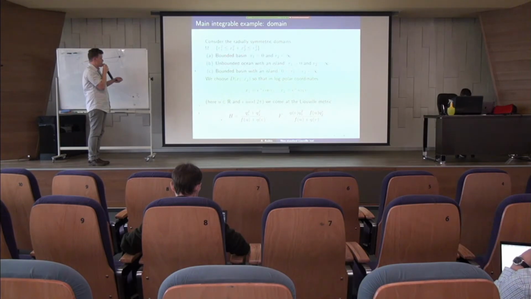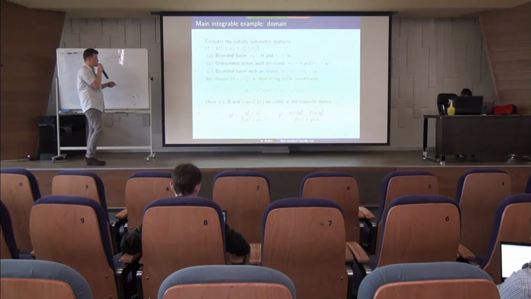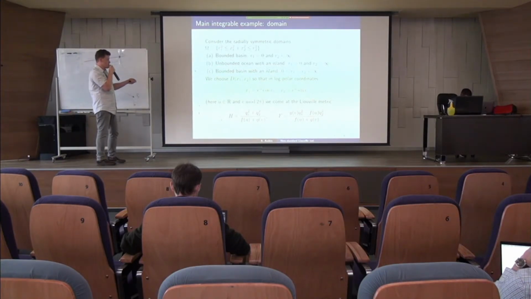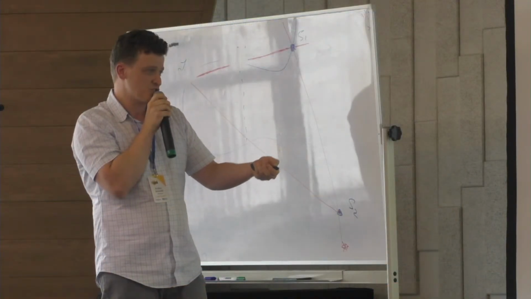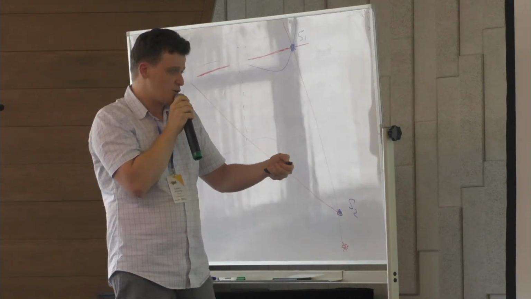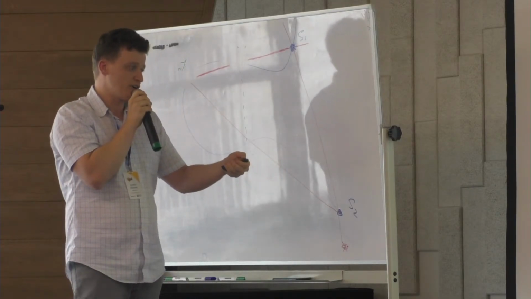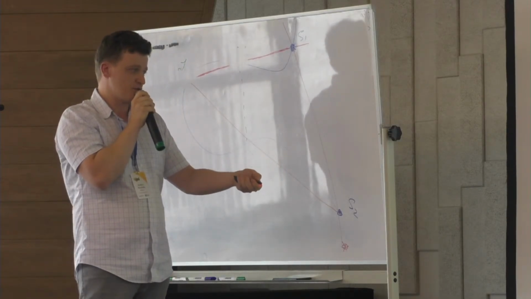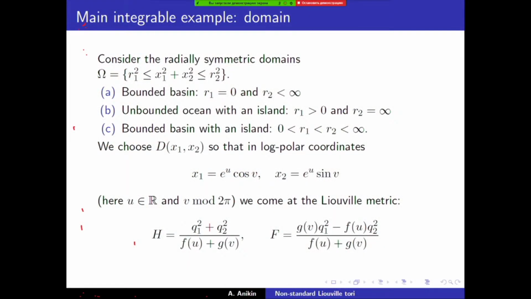And this domain may be, as before, bounded or unbounded, and we choose the function d so that in log-polar coordinates, which are convenient here, we arrive at the Liouville metric. So in the new positions and the associated momenta q1 and q2, we have an integrable, very well known, integrable Hamiltonian system.